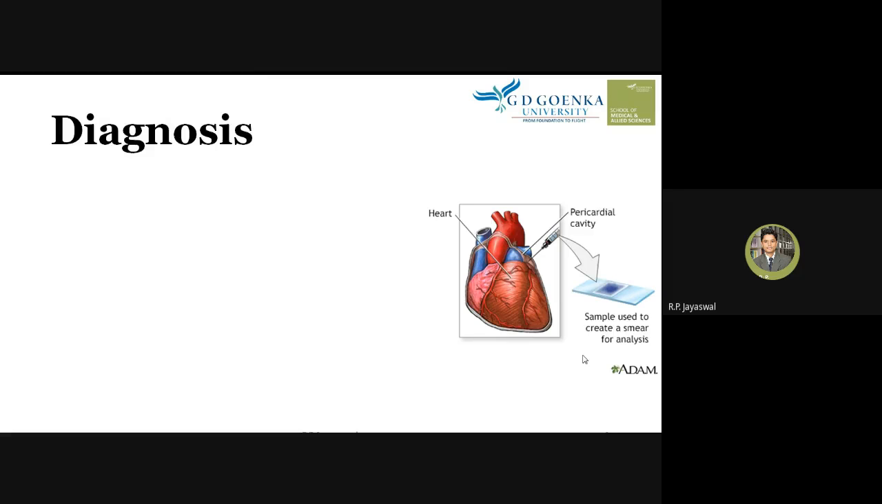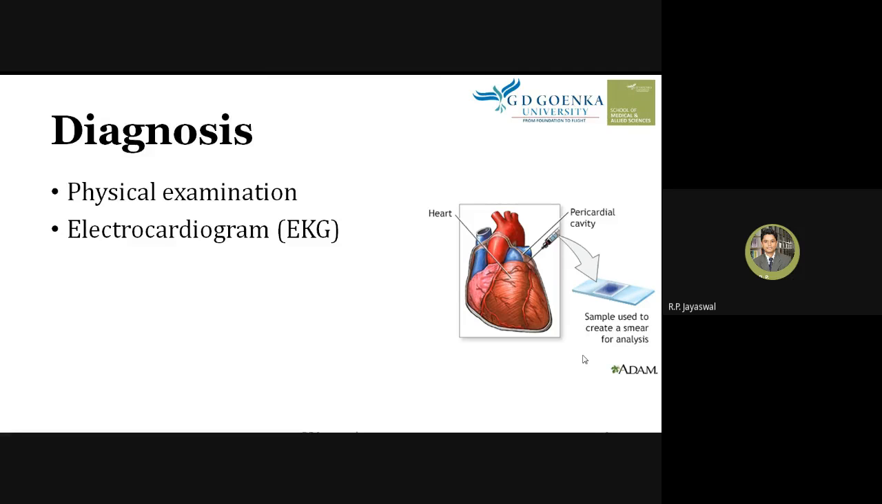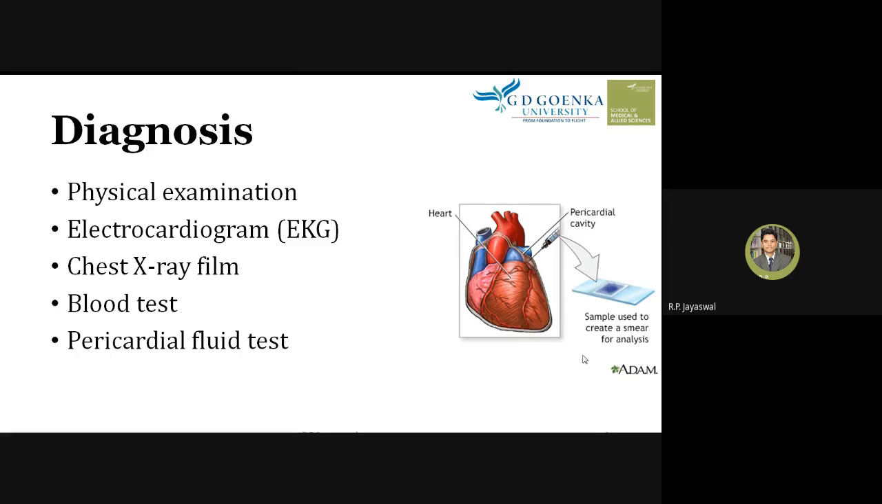How can we diagnose pericardial effusion? We can do a physical examination, which is done by the clinician, a cardiologist. An electrocardiogram test can be done. We can do a chest X-ray. We can do a blood test, and we can also do a pericardial fluid test. We can take the pericardial fluid, put it on a slide, prepare a smear, and examine it under the microscope to see if there is a bacterial infection or some abnormal condition of the fluid.